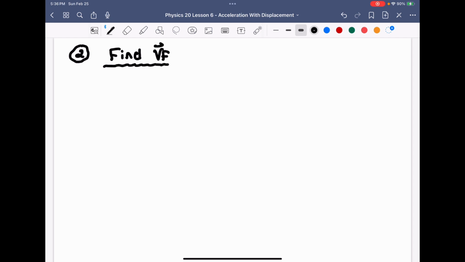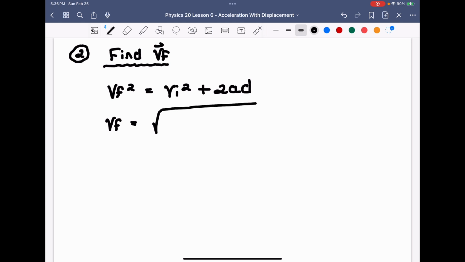So finding VF, VF squared is equal to VI squared plus 2 times acceleration times the displacement. Because we know the height of the cliff, the initial velocity it's thrown upwards with, and the acceleration that's applied here, what we have to do from here is square root both sides. So VF is equal to the square root of VI squared plus 2 times the acceleration times the distance.